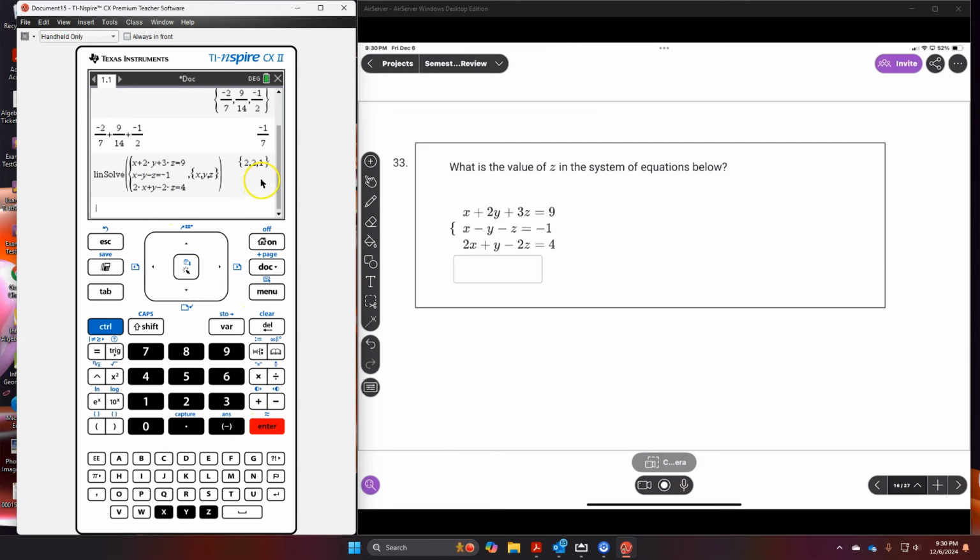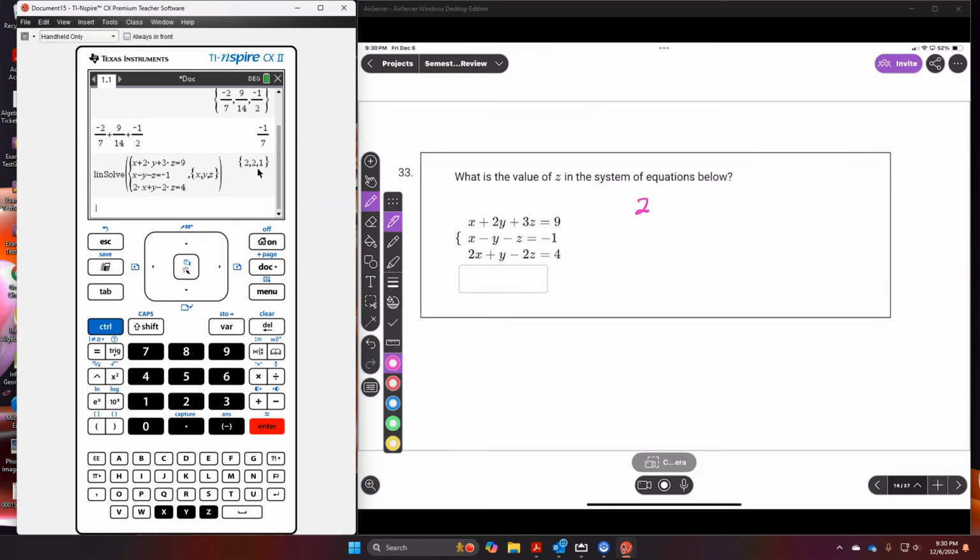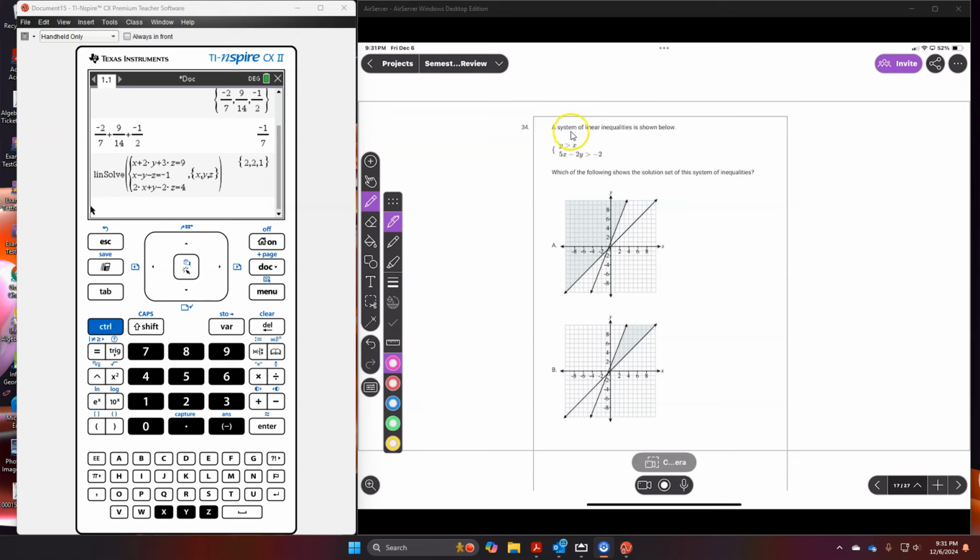Press enter. So I know that z, I know it's 2. I know I have 2, comma 1. So z is going to be 1, so you put 1 there into Eduphoria. Number 34, it says a system of linear equations is shown below. Which of the following matches?